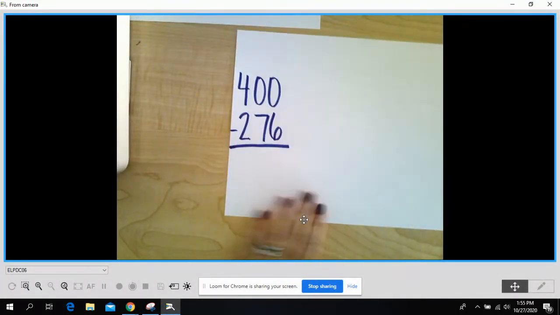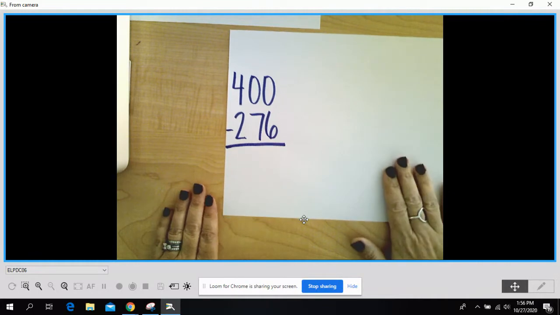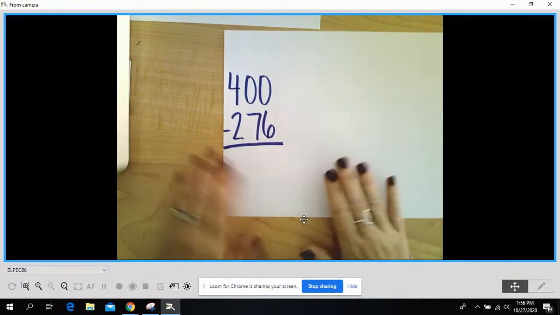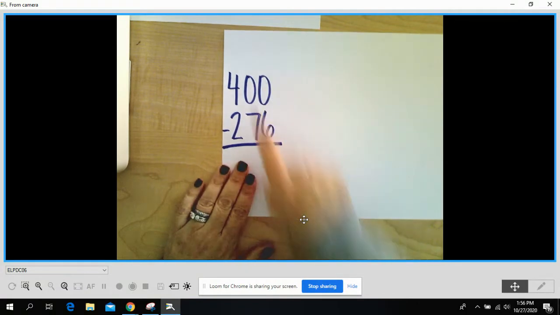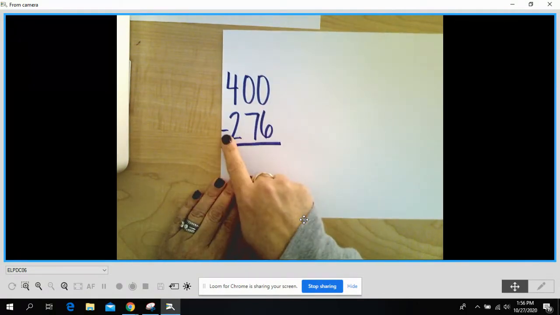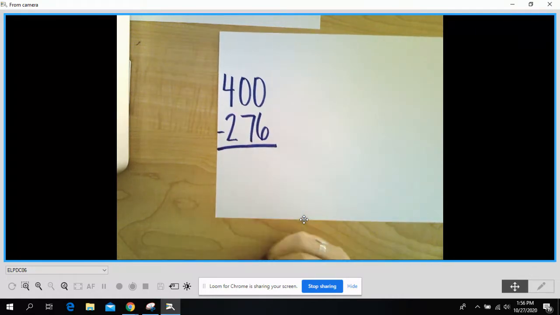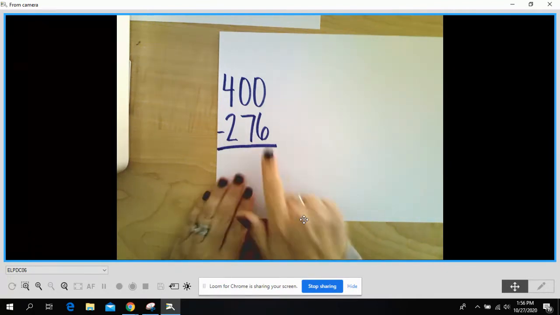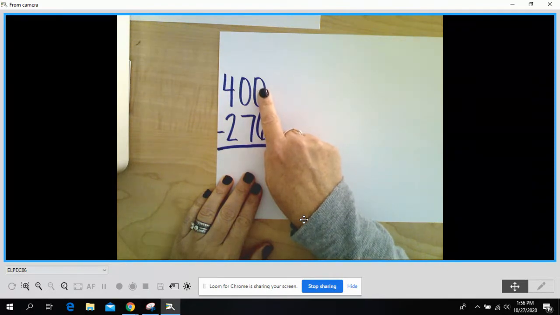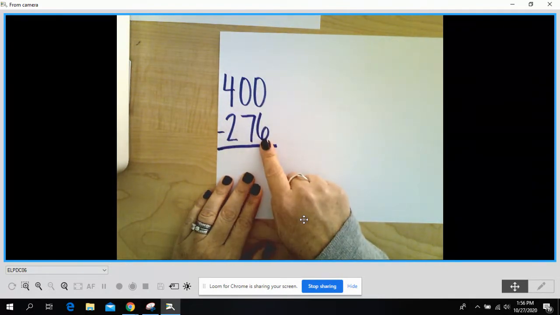Okay, here's the first number I have. You can see the problem is 400 minus 276. And I have taken the time to line up my place values here. And I have my line underneath and I have my subtraction sign. So I am ready to get going. The first place value that I start with when I do this kind of subtraction in third grade is my ones place. And I'm looking that it's telling me 0 minus 6. Do you see that as well?